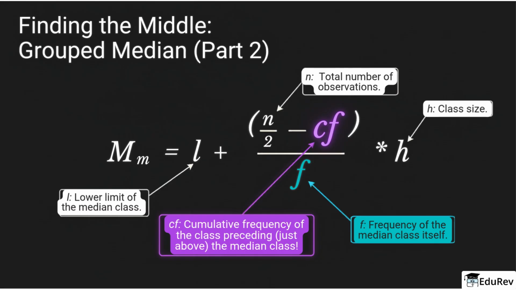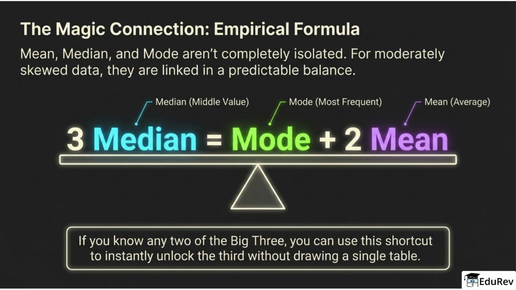We have now learned how to calculate the mean, median, and mode individually. Let's look at a fascinating relationship between them. As you can see modeled on this scale, these three core metrics sit in a perfect mathematical balance. 3 times the median equals the mode plus 2 times the mean. So, what does this balance mean for our calculations? This represents the magic connection known as the empirical formula. The mean, median, and mode aren't completely isolated. For moderately skewed data, they are linked in this predictable balance.